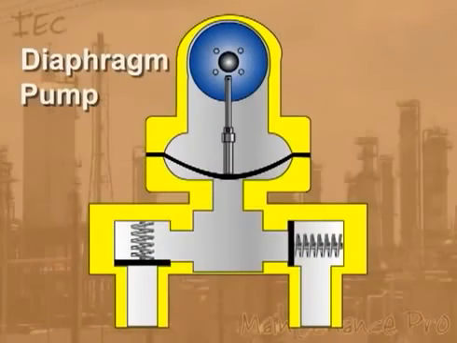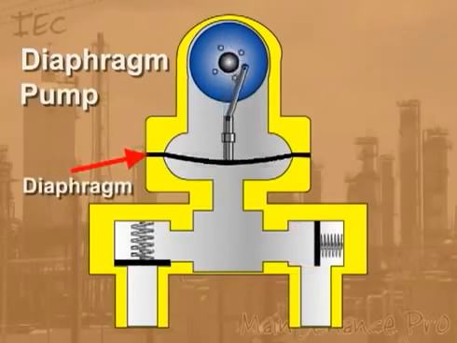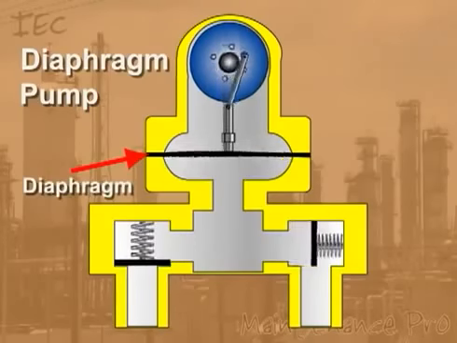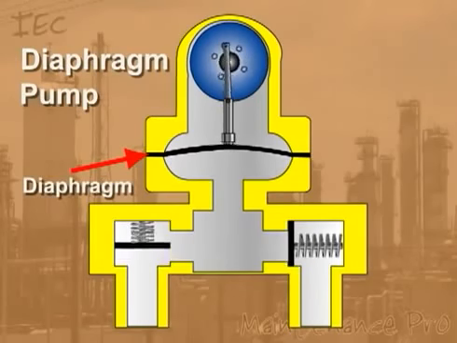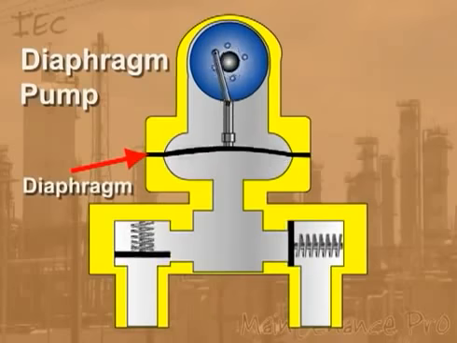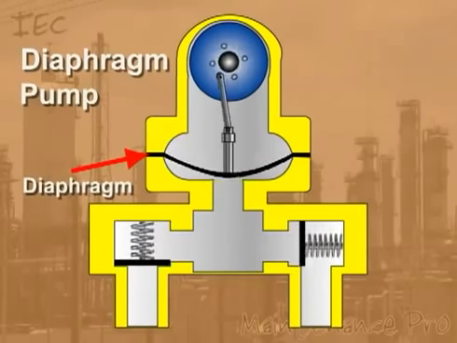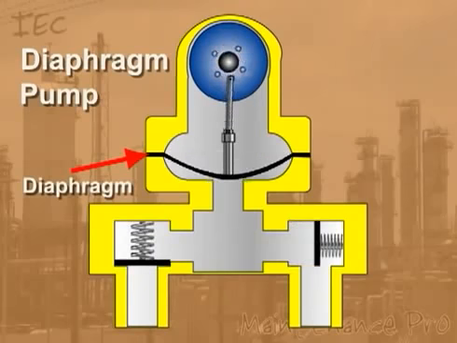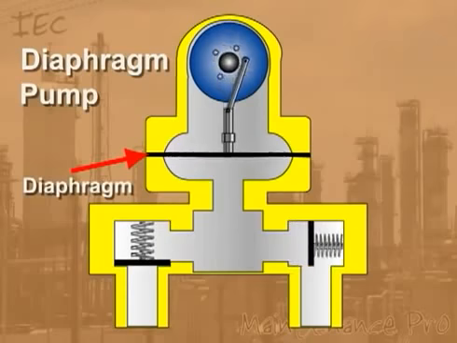The diaphragm pump operates in a similar fashion to the piston pump, but it uses a flexible sheet or diaphragm to displace the fluid. An advantage to the diaphragm pump is that it eliminates contact between the media being pumped and the energy source used to operate the pump. This is a benefit when dealing with toxic or explosive materials.